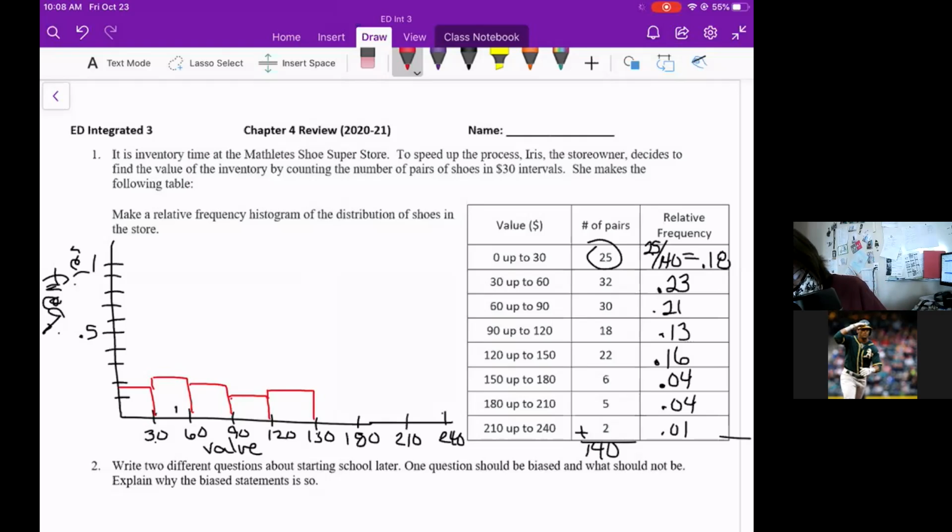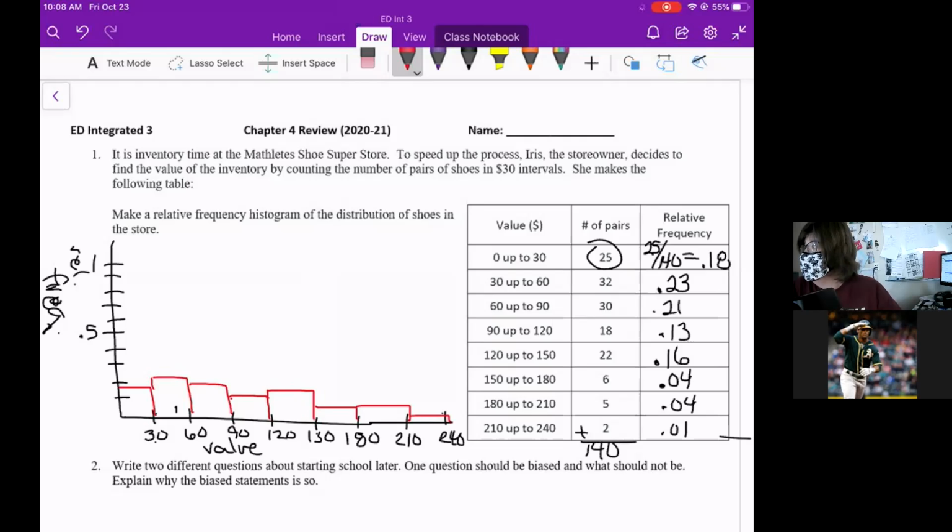Then from, oh, that's 150. 150 to 180 is 0.04. So if this is 0.1, so it's about half the size. And then this one's going to be the same height. And then this one is teeny tiny. Questions?